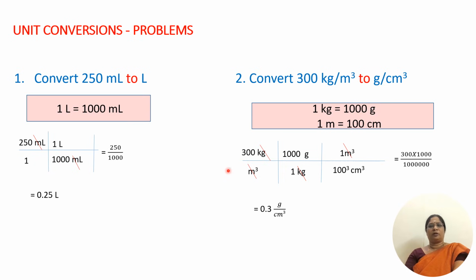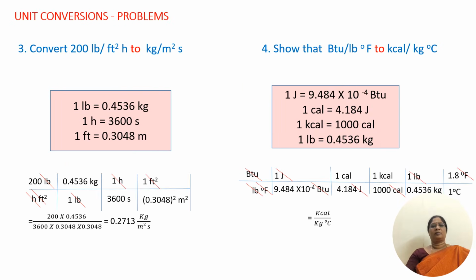So next we will solve the problem with three unit conversions. Convert 200 lb per feet square to kg meter square per second. Let us write down all the conversion factors.